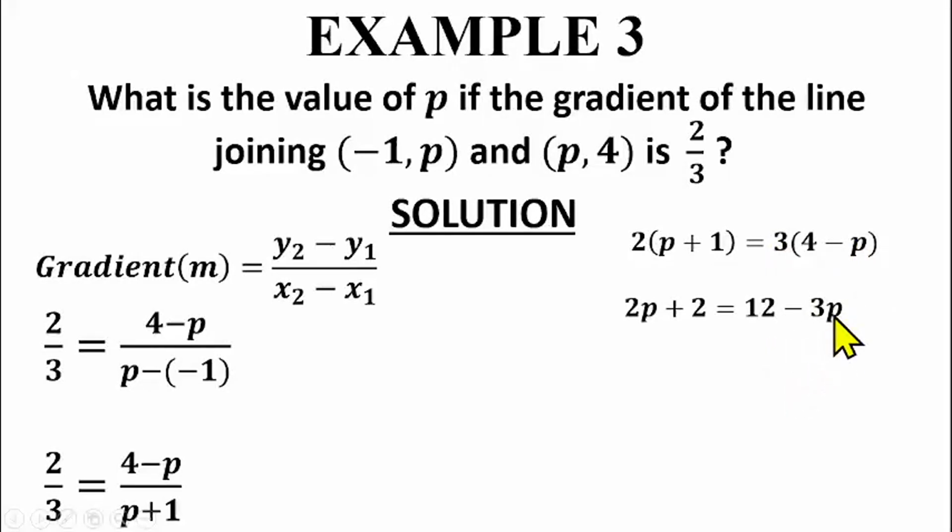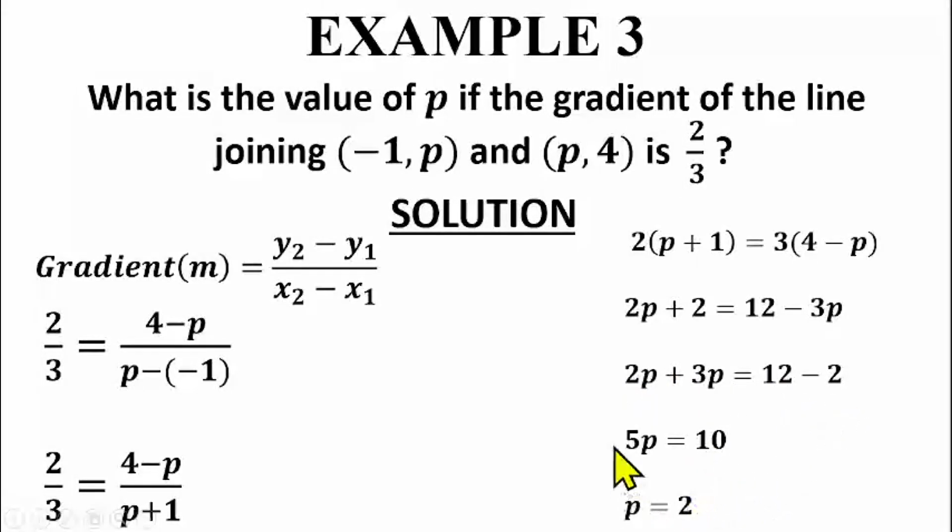Then from there we can collect like terms. We have 2p, then minus 3p comes here and becomes plus 3p equals 12, then 2 comes here as minus 2. 2p plus 3p gives us 5p, 12 minus 2 is 10. We can divide both sides by 5, that gives us p to be 2. So we can see that we have used a gradient that we have known to find the missing value in the coordinate, which is p, and p gives us 2. So this is an indirect question that you could resolve using the gradient.